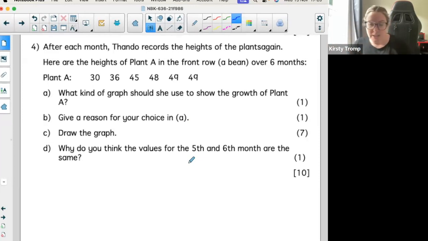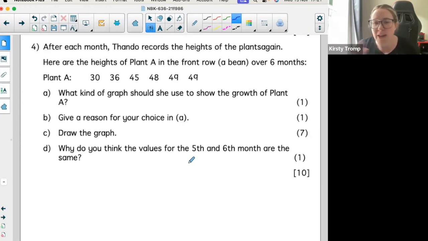Question number 4 says, after each month, so now Tando's been growing these plants, she's been growing them for a few months, and after each month, she records the heights of the plants again. Here are the heights of plant A in the front row, a bean, over 6 months. So she goes to plant A and she takes its height every single month, the same plants. So plant A, in month 1 it was 30, then it was 36, then it was 45, then it was 48, then 49, then 49. So the same plant, and we're measuring its height.